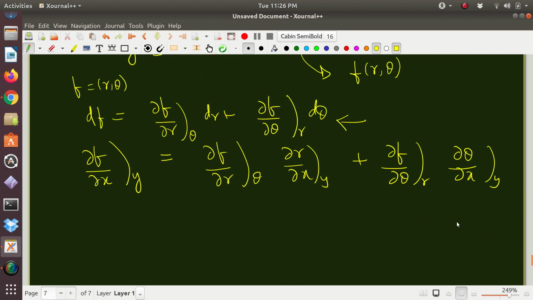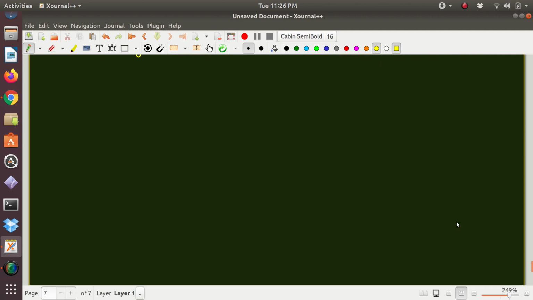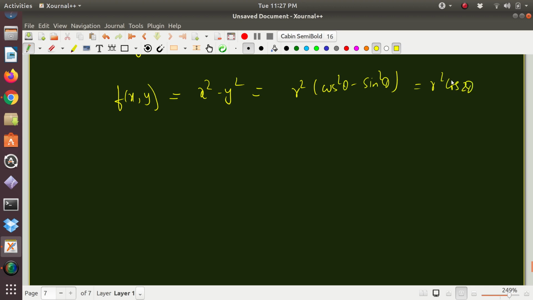Now we can illustrate this using this example. f of xy is equal to x squared minus y squared, which is equal to r squared times cos squared theta minus sin squared theta. Okay, this is what we just did, which is r squared cos 2 theta. Now df is partial df by d. Let me just go back a little bit.